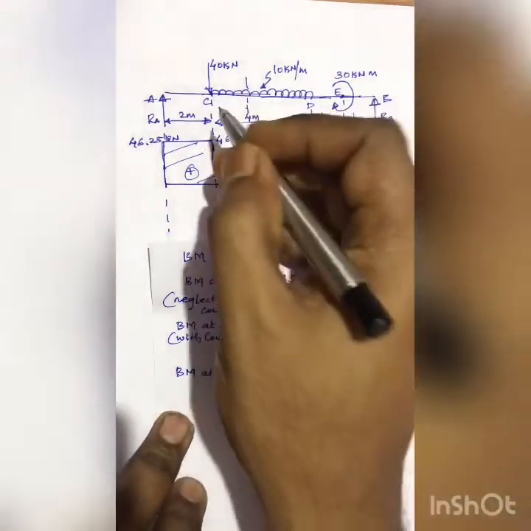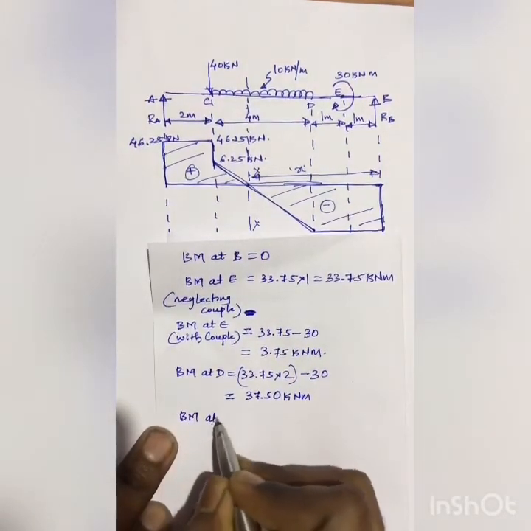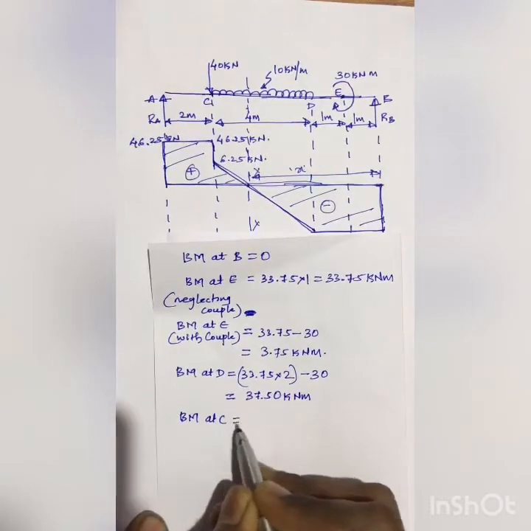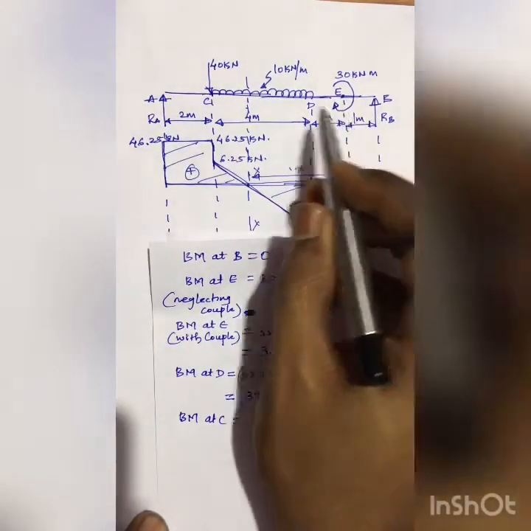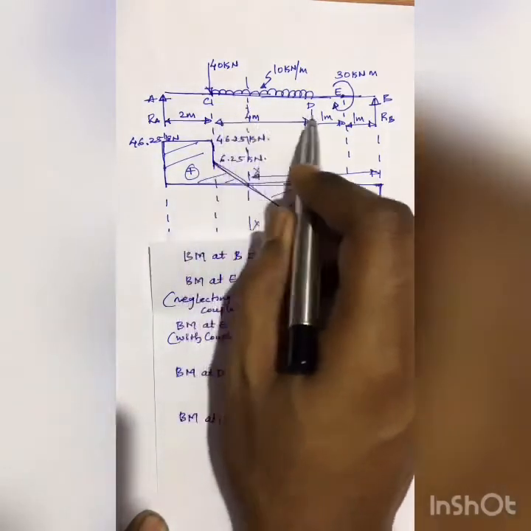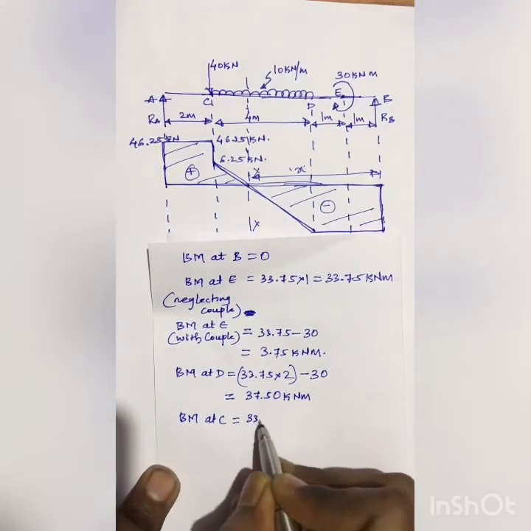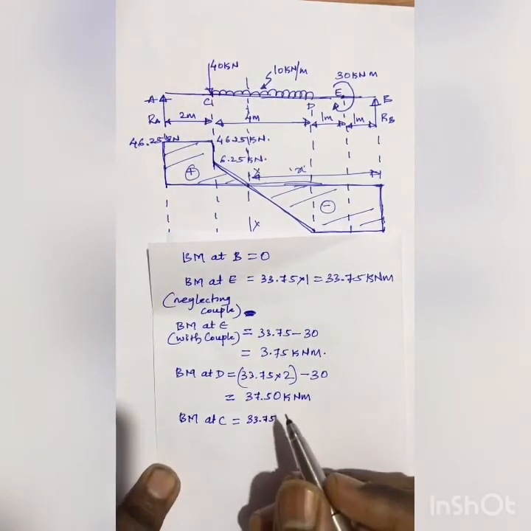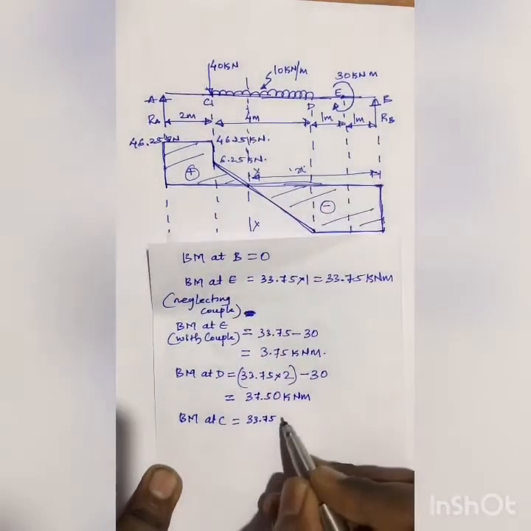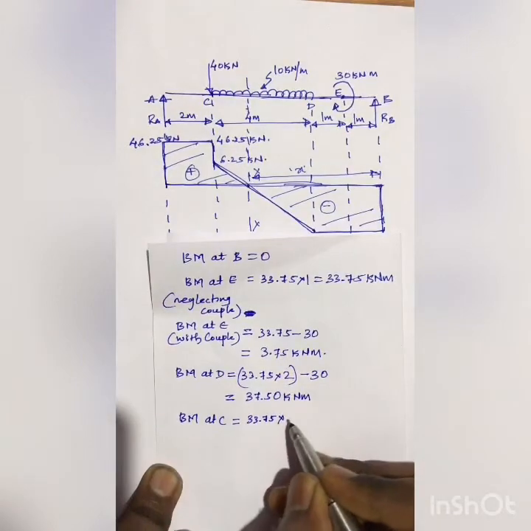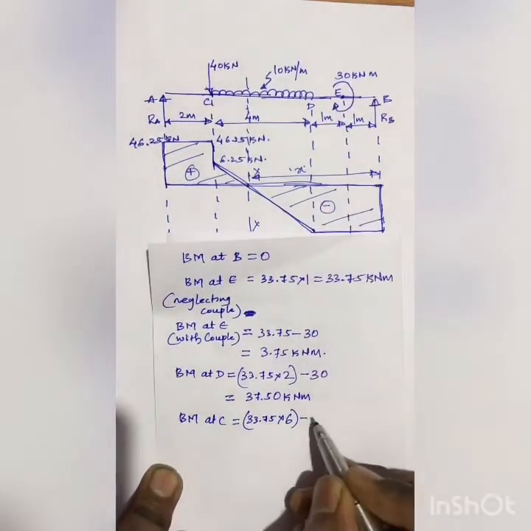Next, I'll find out bending moment at C now. Bending moment at C will be equal to, I'll have to consider again this RB and this couple and this UDL now, which comes into picture. So first I consider RB. RB value is 33.75. It is anti-clockwise and hence it's positive. And the distance from RB to C is 6. So 33.75 into 6 minus this couple, which is 30.